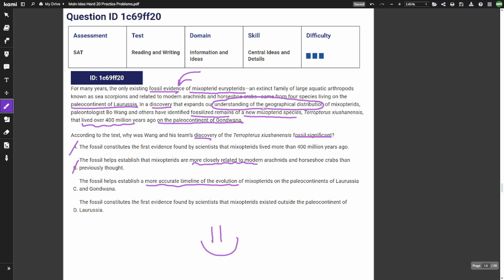Once again, it never even mentions evolution once in the text. Plus, we don't care about evolution, we only care about the geographical distribution. So it's not going to be C.